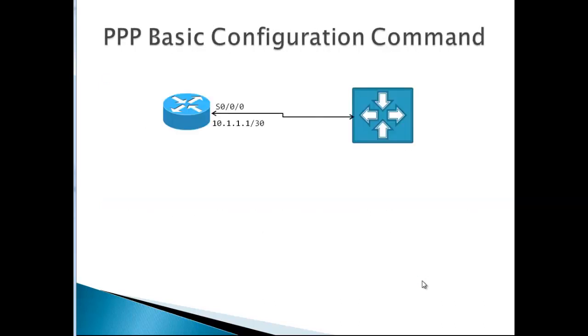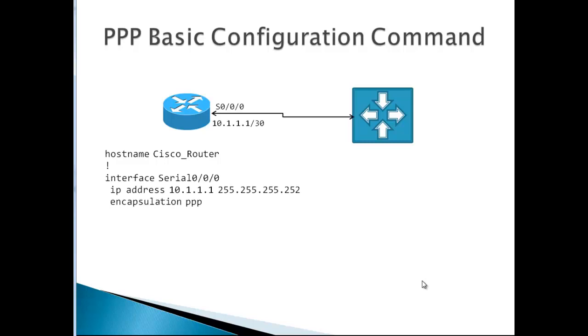Basic configuration for PPP. Here we put the hostname, Cisco router, interface serial 0/0/0, now IP address, we're all used to this, we put the commands, and then encapsulation PPP. Before we type this command, none of the PPP commands will be available, subcommands I should say. Now, after we put the encapsulation PPP, all the rest of the subcommands will be available.